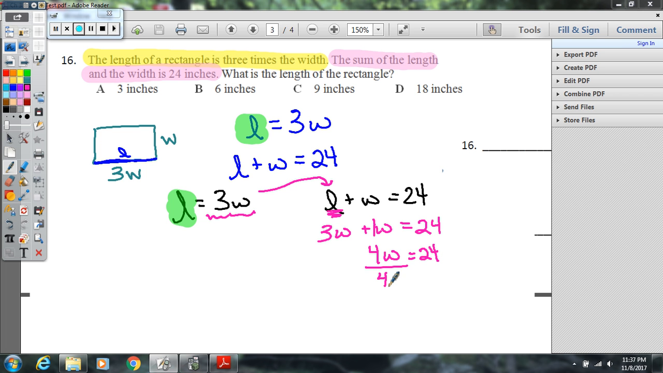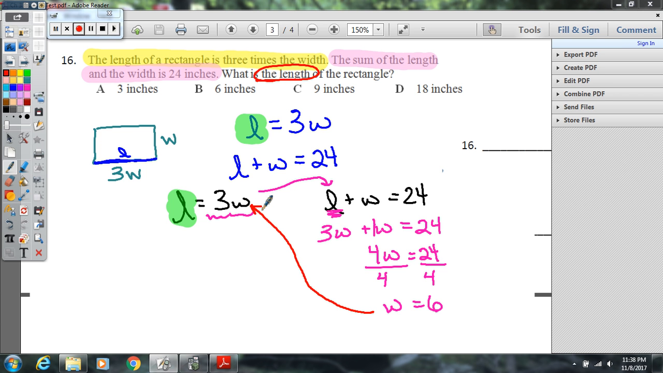Solve it. That gets me the width is going to be 6. Now, guys, I might be able to stop right here. If they asked up above what's the width, I don't have to do anything else. Let's look. Okay, up here it says what's the length, so I do have to keep going.